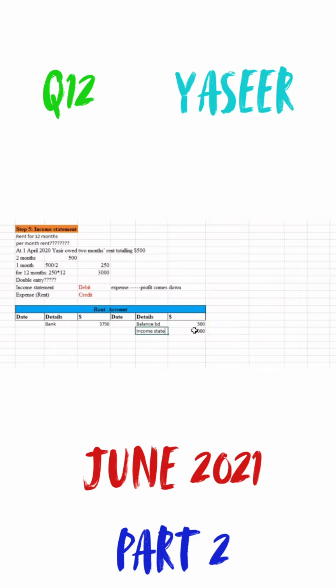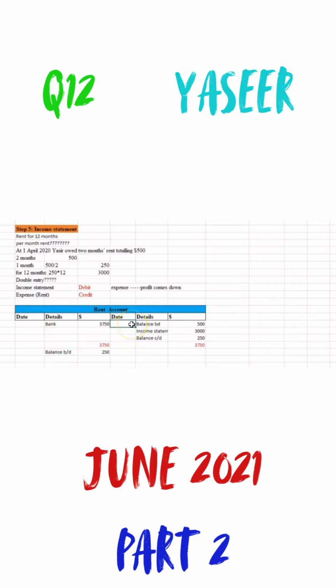In step 5, we discussed that income statement is 3,000 and the rent account would be credited by this amount, so post 3,000 on credit side with income statement as the detail. Now check the total on both sides. We have 3,500 on credit side while 3,750 on the debit side. So we put the higher side total on both sides and then use the 3,750 to find the difference on the lower side. We get 250, which is our closing balance. Therefore, we bring it down as balance BD.